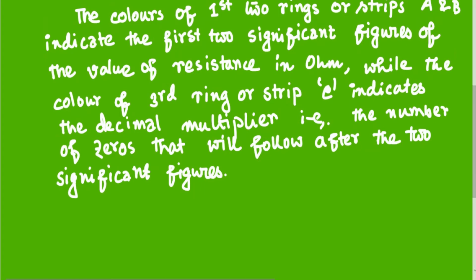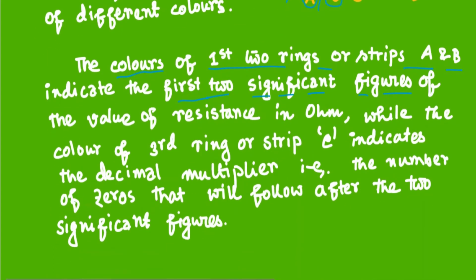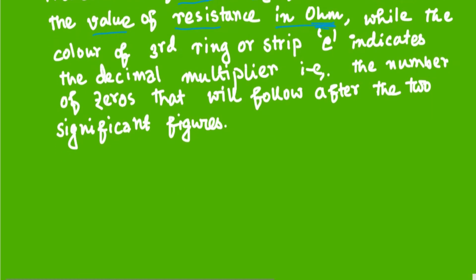The colors of the first two strips A and B. So here in the diagram, this is the carbon resistor, and the first color strip is A, the second color strip is B. The colors of these two color strips A and B indicate the first two significant figures of the value of resistance in ohm, the unit of resistance being ohm, while the color of the third ring C indicates the decimal multiplier.